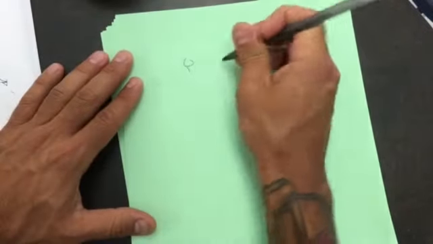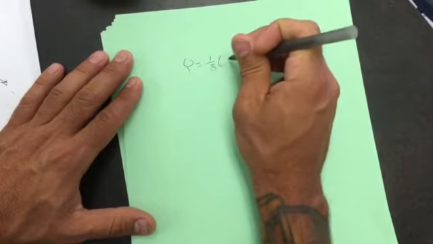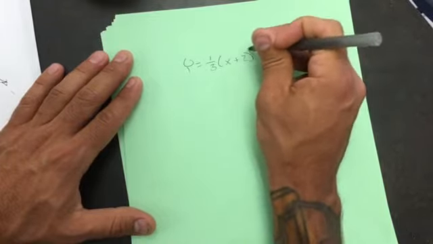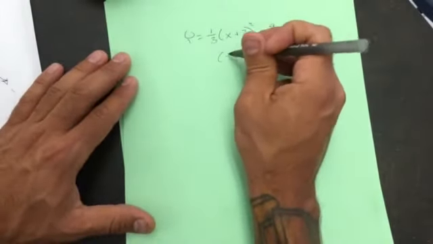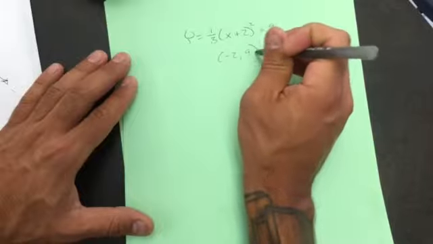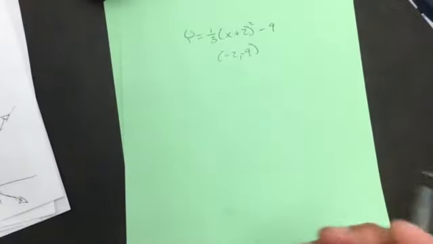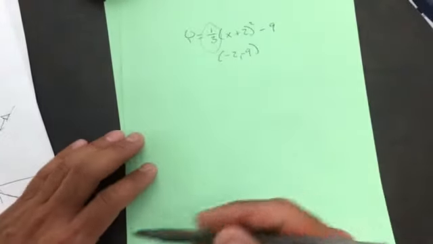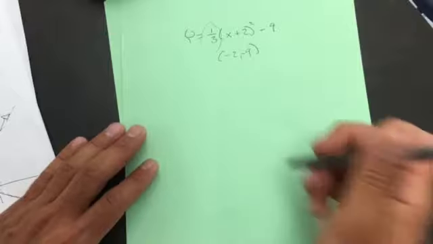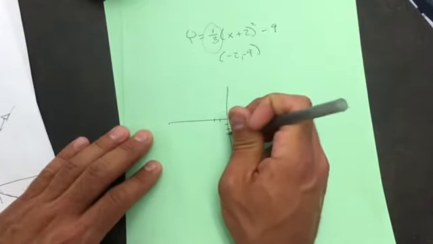For parabolas, we're going to have an equation that's in this form. So when I have something like this, I have a center at negative 2, negative 9. And then I need the a value to tell me how much I'm going up and over, but it's a squared term. So what's going to happen on this is I'm going to go to negative 2, negative 9.